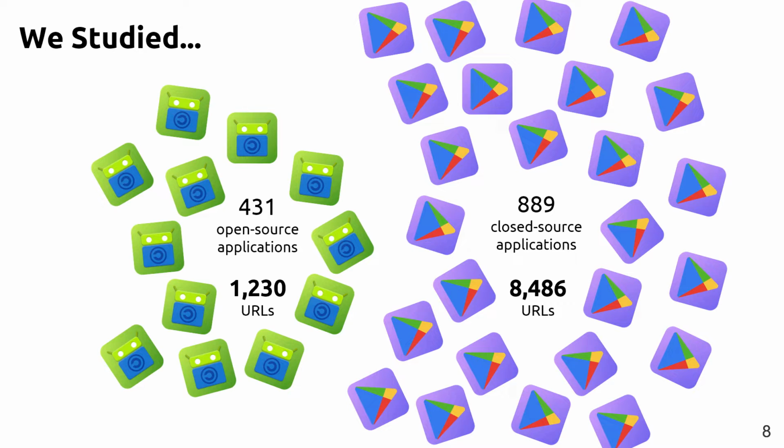With this knowledge, we are now ready to collect the response headers from app servers, which are accessed by mobile apps. We started to collect connection data of the URLs, which were used in 431 open source apps from the F-Droid market and in 889 random closed source apps from Google's Play Store. From these apps, we could gather more than 9,700 URLs that we further exercised. That is, we sent an HTTP GET request for each URL and we collected the returned HTTP header information.